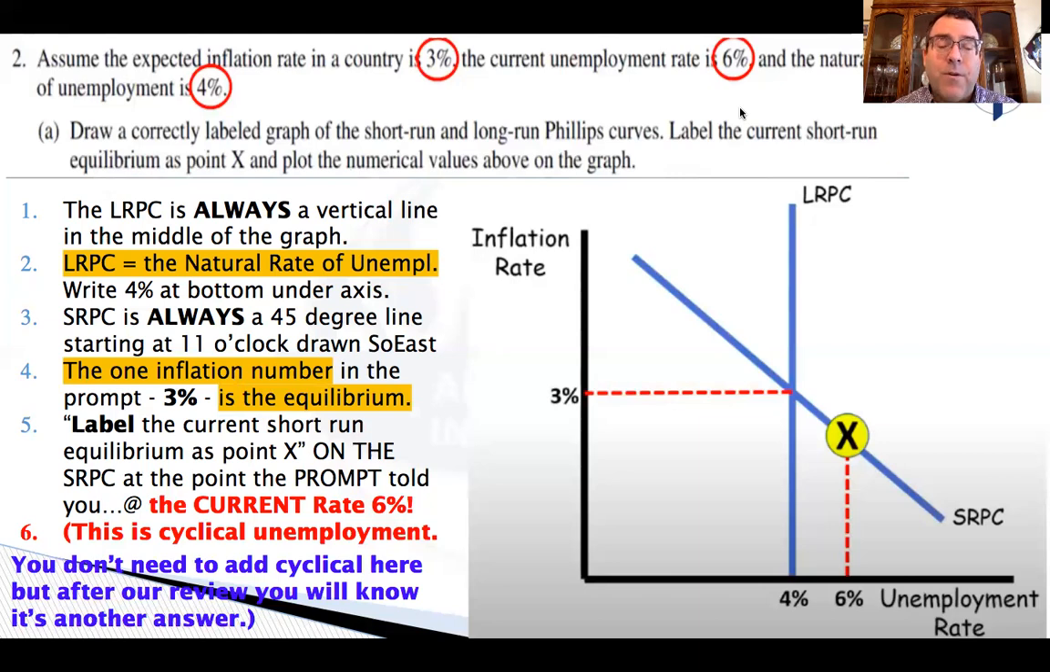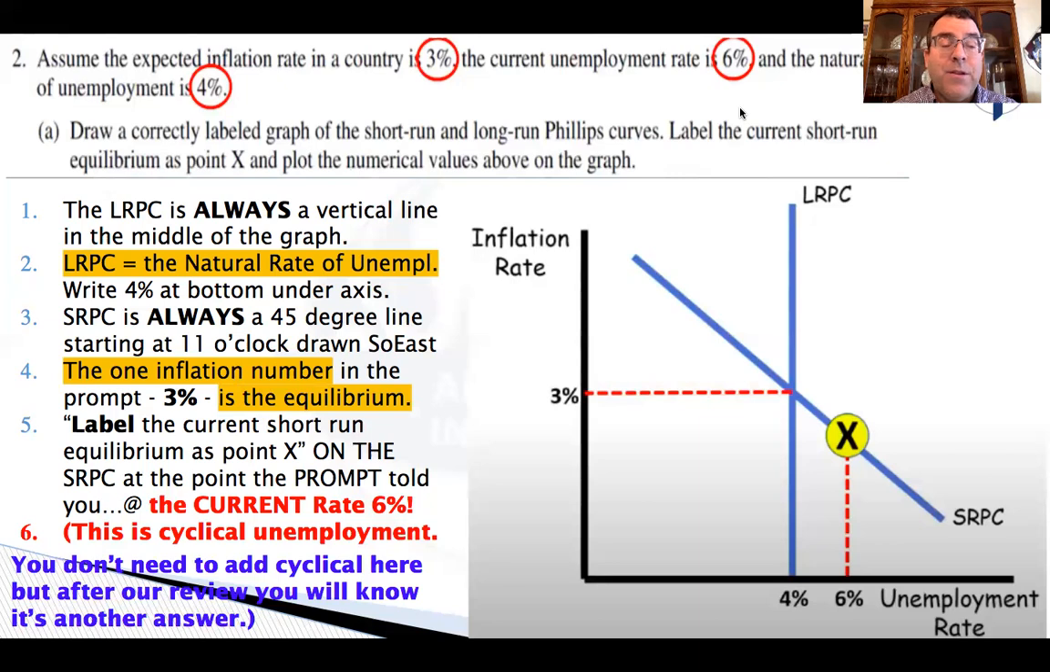Are we in a recession, a depression, high inflation? What do we need to do to have the economy on track? If you have 6% unemployment and the long-term unemployment is 4%, that means we're in a recession. This is known as cyclical unemployment. The cyclical unemployment is not included in your answer. You already have the right answer by labeling X at 6% on the SRPC.